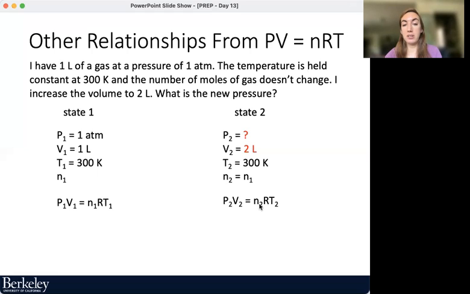So N2 is N1 because that didn't change. And T2 is T1 because that didn't change either. So if I'm just substituting in N1 for N2 and T1 for T2 because they didn't change, then I can also say that P2 V2 equals N1 R T1. Does anyone have questions on what I did so far? I'm just plugging in the variables that I know into my ideal gas law.